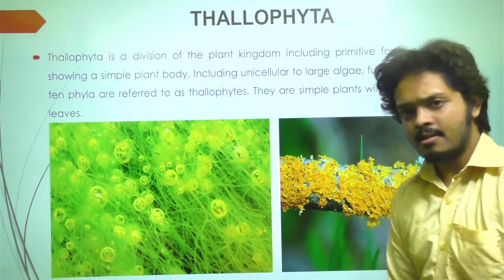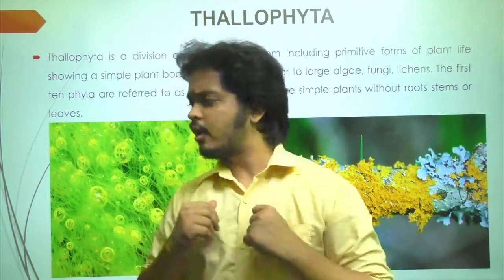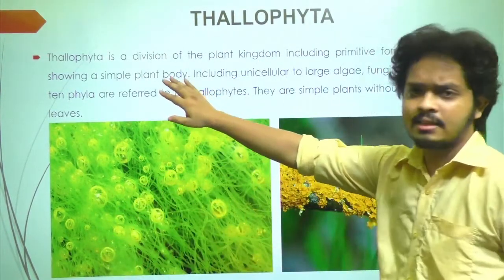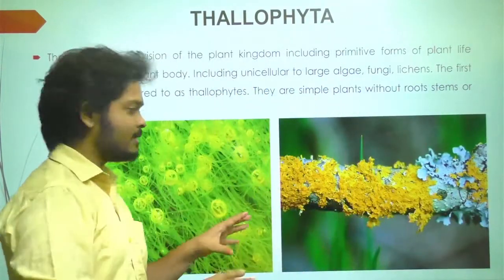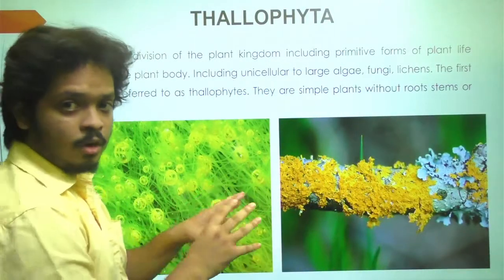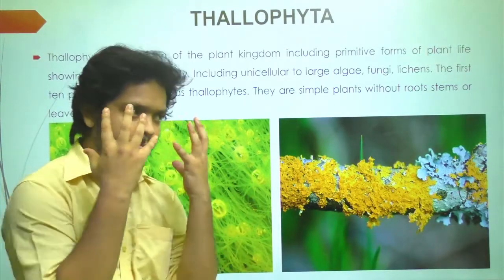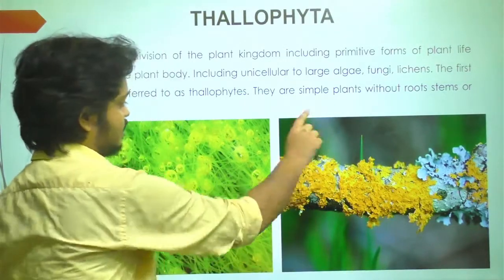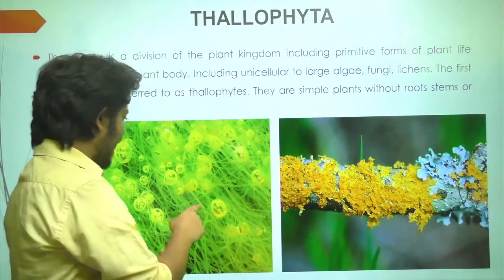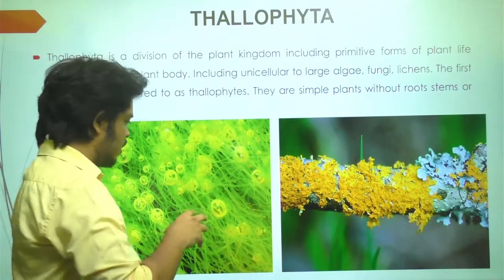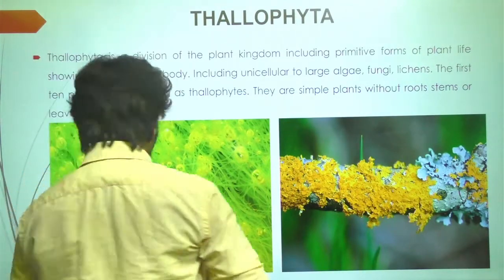Thallophyte basically comes from the word thallus. Take a look at these particular plants. Just leave the writings and focus on the pictures. I always tell students to focus on the pictures because pictures help you understand and help you remember things. Take a look at this algae. Can you differentiate between branches, leaves, shoot and root? Can you really differentiate?